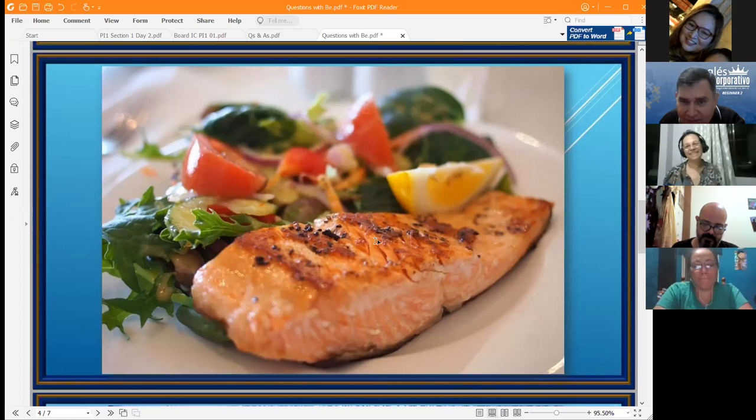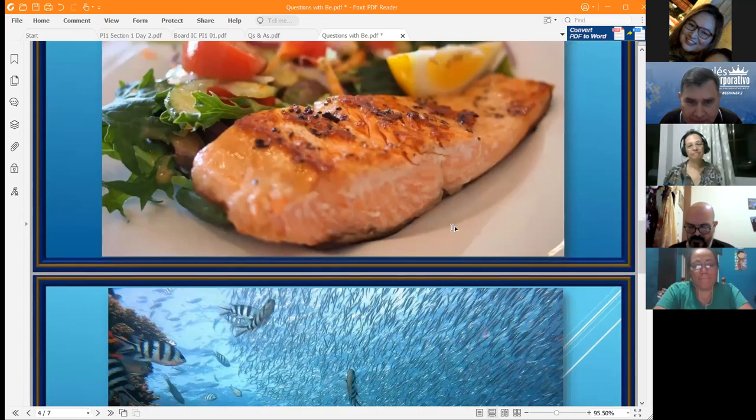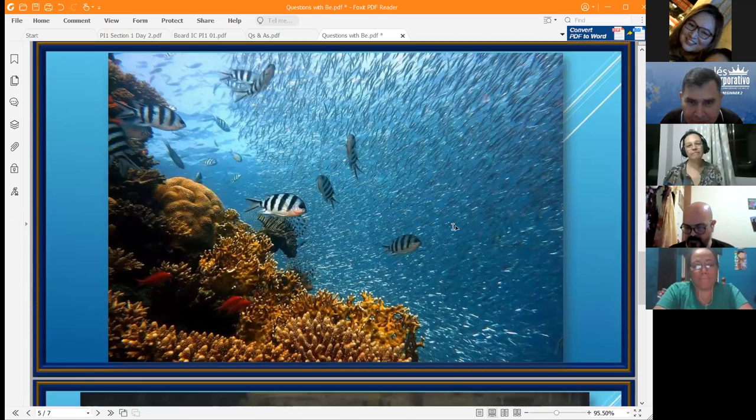Correct. Because this fish is very expensive. One piece like this may cost like $12. So then you might think, maybe I buy something else, right? For $12. Okay, excellent. Now let's move on.